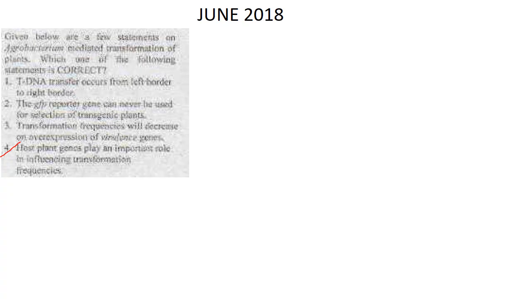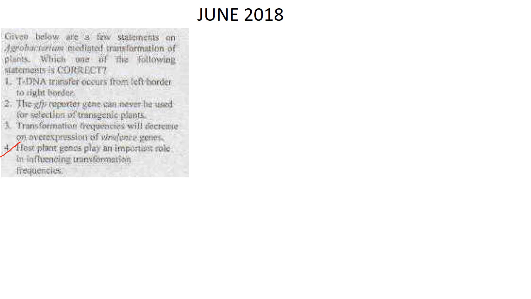So coming to the next year, June 2018. Given below are a few statements on Agrobacterium-mediated transformation of plants. Which one of the following statements is correct? T-DNA transfer occurs from left border to right border. It occurs from right border to left border. So statement 1 is not correct.